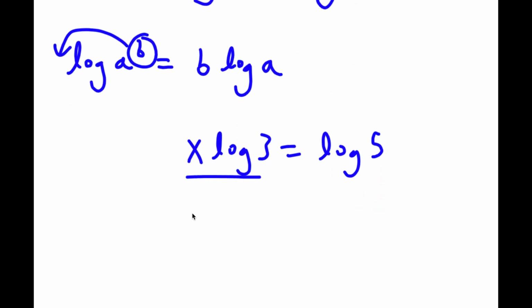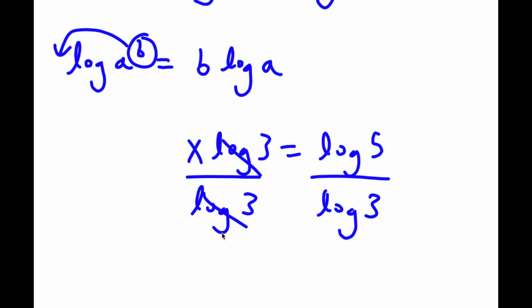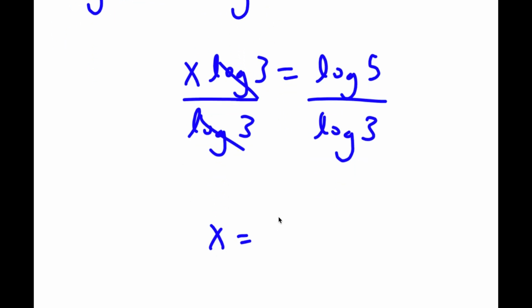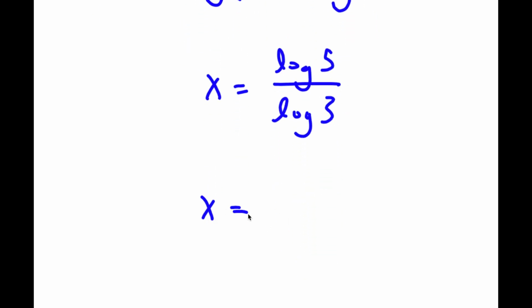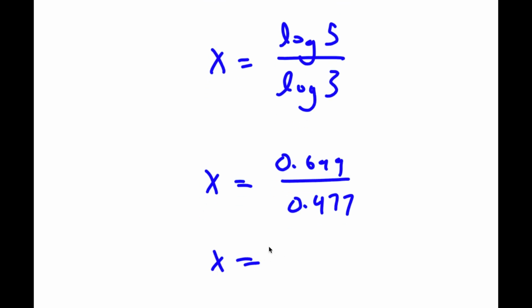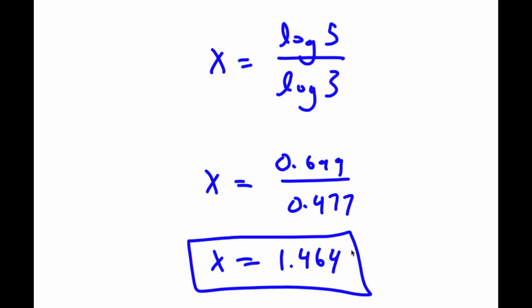Now, I'm going to go ahead and divide both sides by log 3. So then these two cancel out, and now I'm left with x is equal to log 5 over log 3. Now log 5, that's equal to 0.699. Log 3, that's equal to 0.477. So if you divide these two, you get 1.464. So this is my answer.